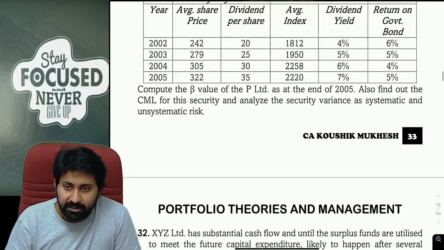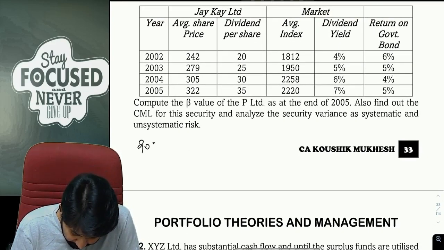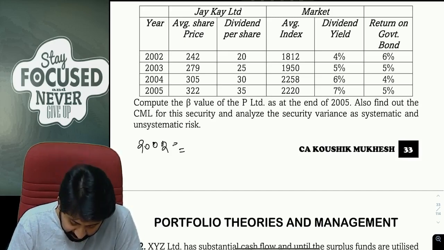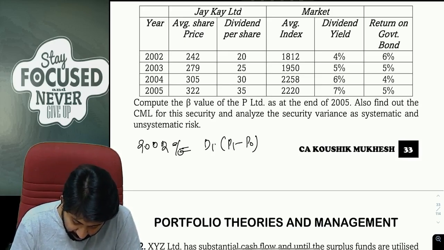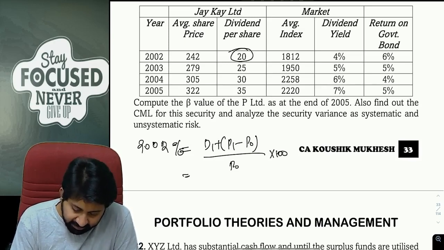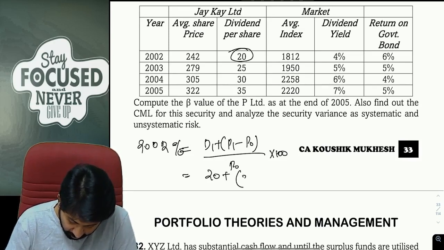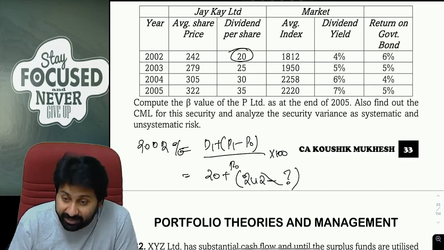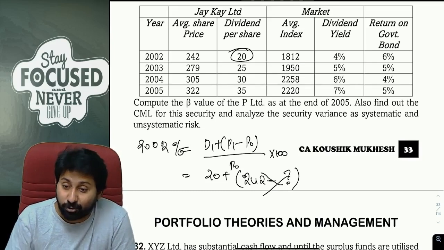For the year 2002, you want to know the return. How do we calculate the return percentage for 2002? (D1 plus P1 minus P0) divided by P0, into 100. What is D1? 20 rupees. Plus P1, which is 242. Minus P0, which is not given. That means you can't calculate the return for the year 2002.